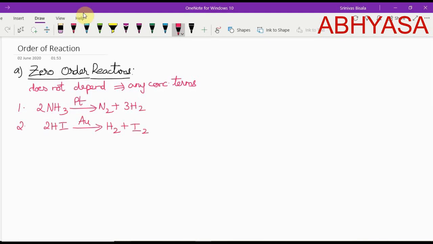As I mentioned earlier, if there are 2 moles of hydrogen iodide here, it does not mean that the order of the reaction is 2. Same with this reaction also. These are experimentally determined values.